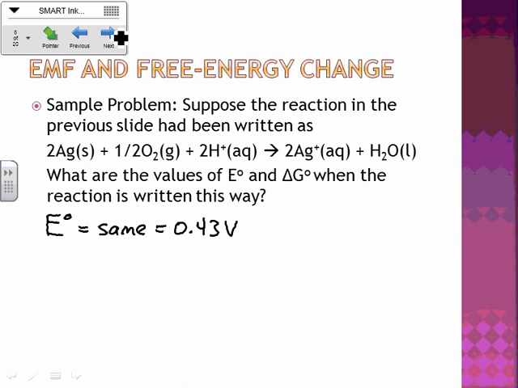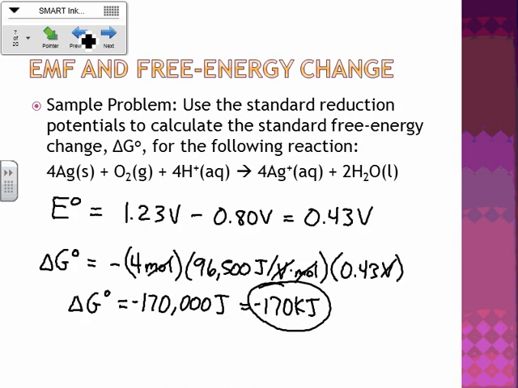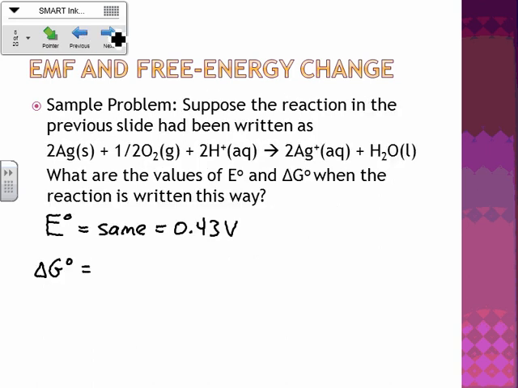Now what about delta G? Probably not the same, but we can do better than that, because if we look back at the equation, what's the part that's going to change if we halve the coefficients? The moles of electrons. We're going to have 2 moles of electrons being transferred as opposed to 4. So that means that this negative 170 here is going to be exactly half, which would be negative 85. Is that right?